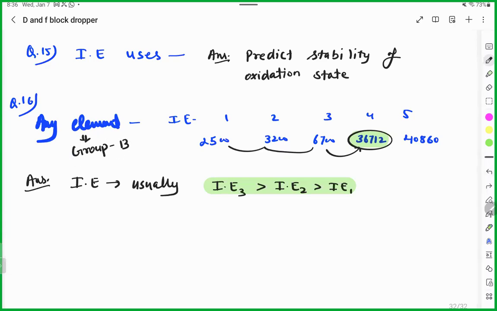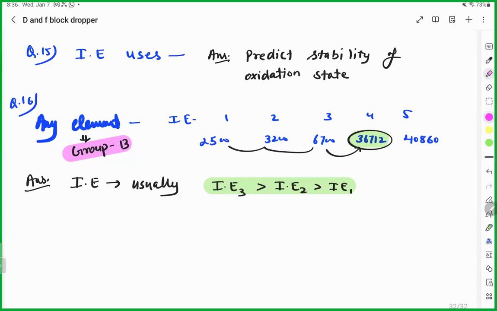Understood? Anybody have doubt? And we saw a recent question in JEE from the same topic, and we have seen it in NEET also. It's not like only JEE. Understood? Any doubt, guys?